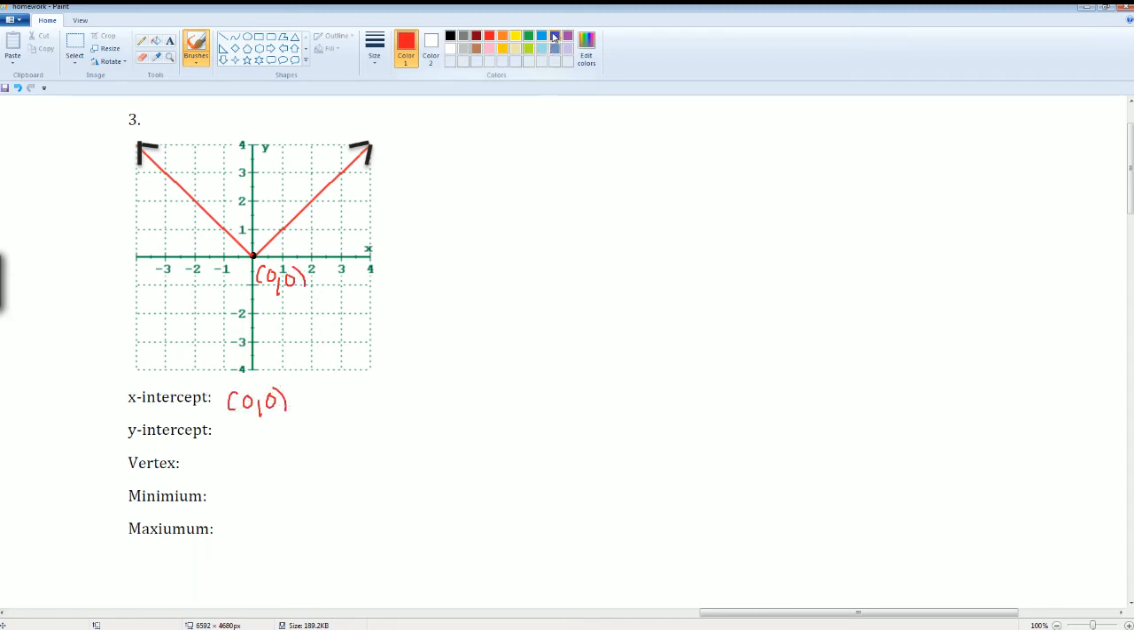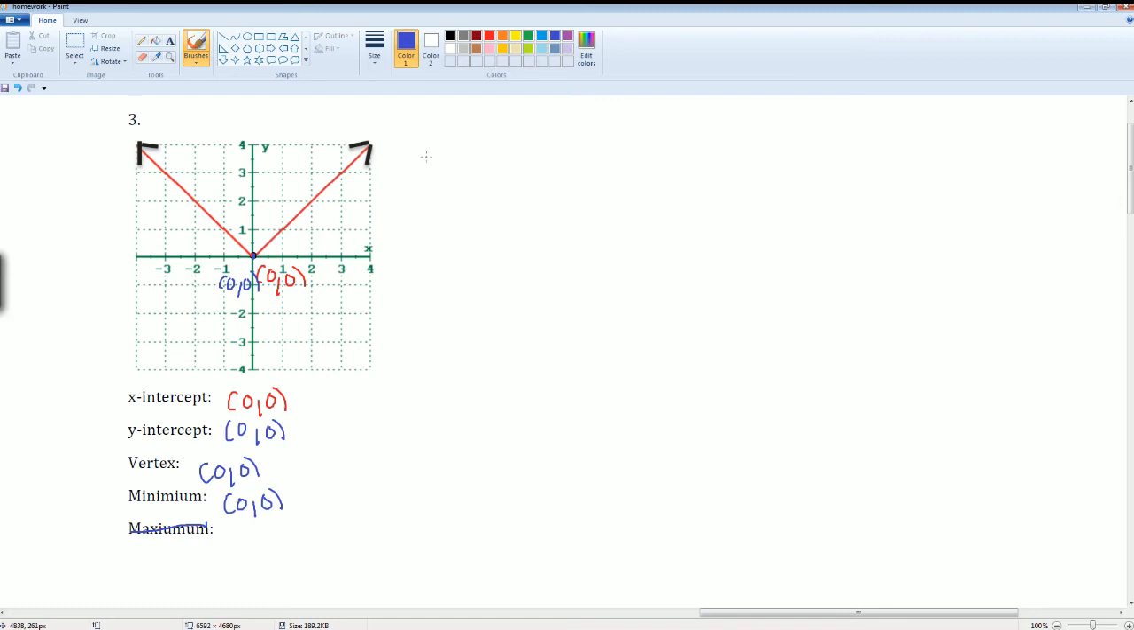What is the y-intercept? Up, down. Right here, at 0, 0. Is there a maximum? Nope. There's no maximum. But there is a smallest value, which is your minimum. It can't go any lower than 0, 0. Your minimum is also going to be your vertex in this case. So it's just going to be 0, 0.